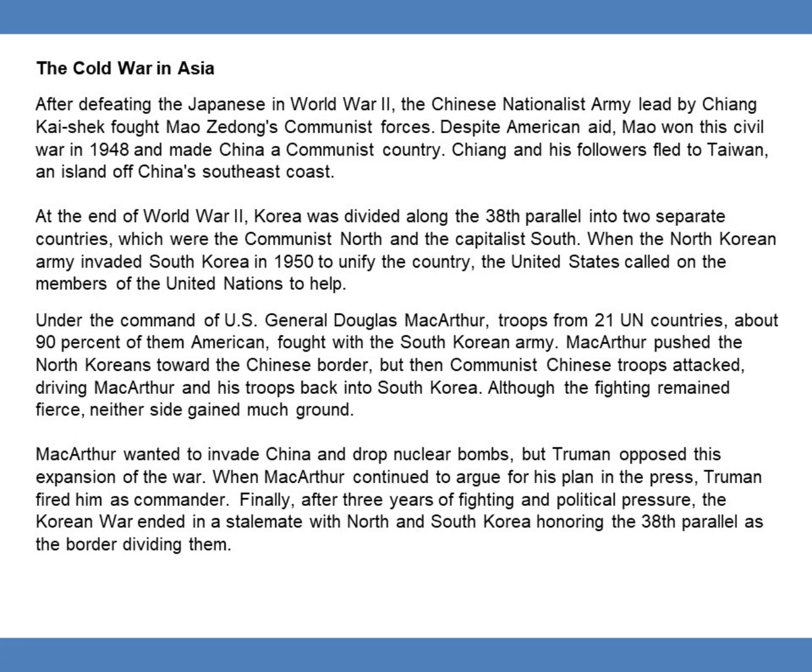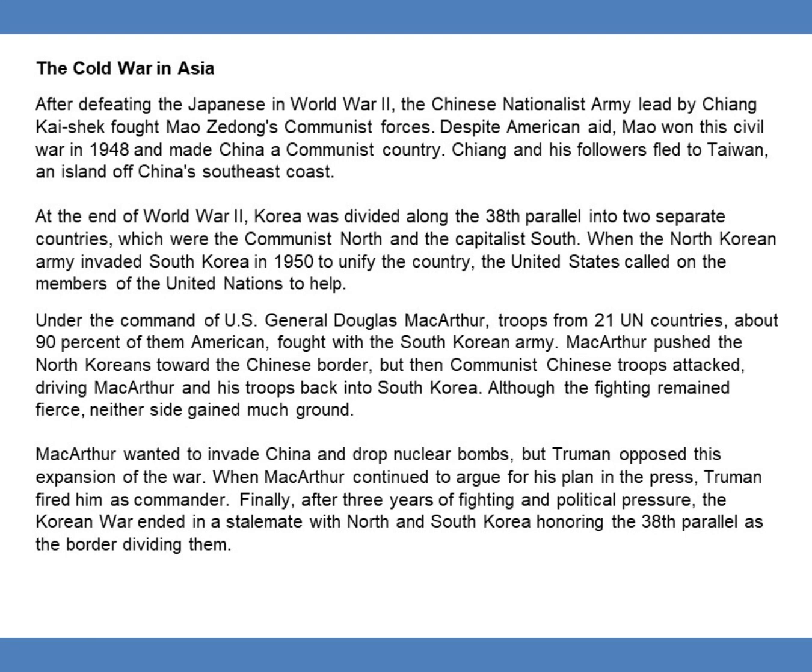At the end of World War II, Korea was divided along the 38th parallel into two separate countries, which were the Communist North and the capitalist South. When the North Korean army invaded South Korea in 1950 to unify the country, the United States called on the members of the United Nations to help.